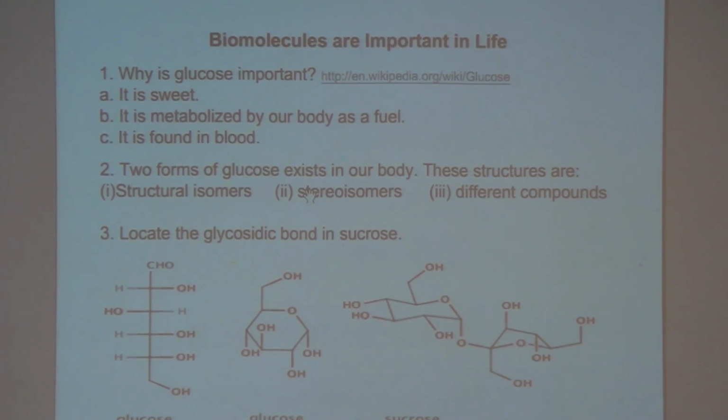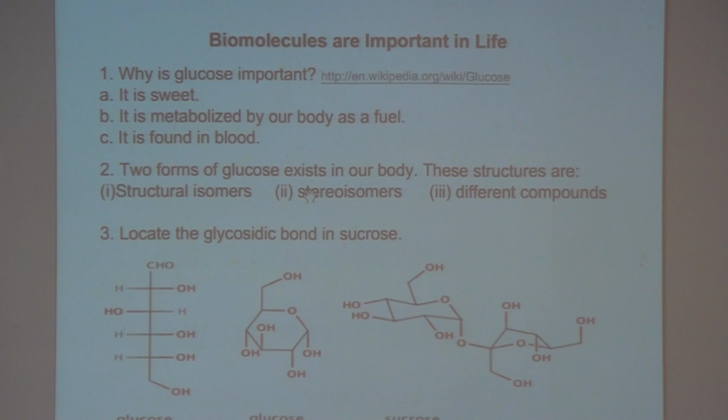Okay, I should have asked this question first. How do you guys think about it? Okay, so who says glucose is sweet, A? It is sweet, but it's not as sweet as sucrose. Who says it's B, glucose is important because it's metabolized by our body as a fuel? And who says it's C, glucose is found in our blood? Okay, that's true too. Glucose is found in our blood. So really it's B. Glucose is important because it's metabolized by our body as a fuel.